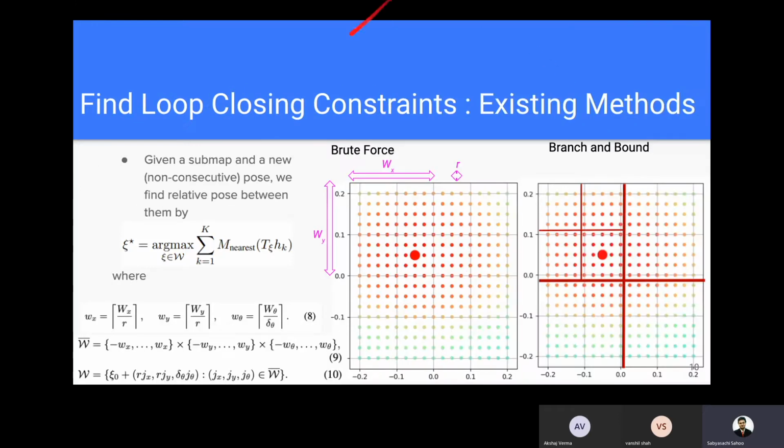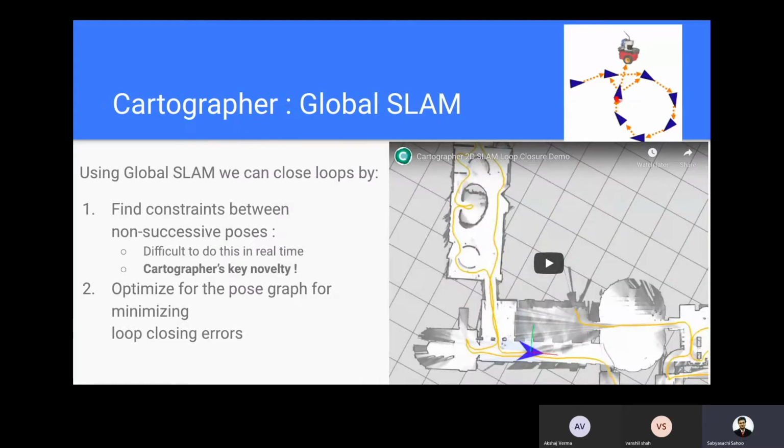So to find loop closing constraints, one of the simplest ways is, let's say for this pose, we would like to know which other poses we should consider. What we can do is draw a square search window around this pose. The size of the search window is a kind of hyperparameter here, but all the poses that fall in this search window will be considered candidates for whether a loop closing constraint should be added or not. For computing loop closing constraints, those are considered candidates.